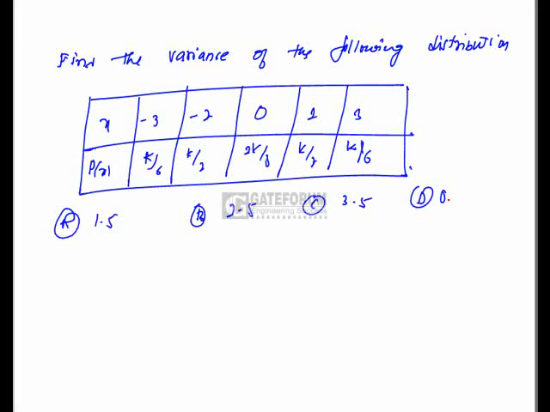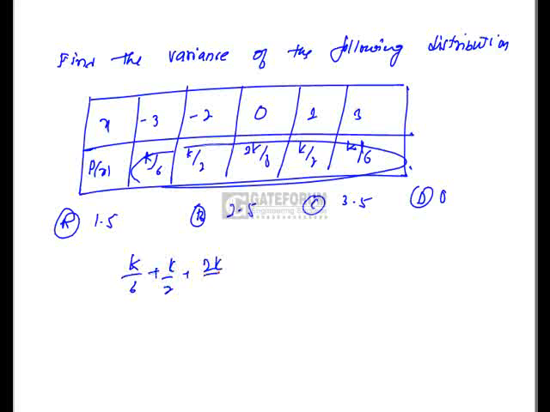Now, in order to find the variance of the distribution, first we have to find the value of k, and also we know that maximum probability is 1. So the probable values are given in the table. So the sum of these values must be 1, plus k by 2 plus k by 6 must be equal to 1. If I simplify, then the value of k will be 1.